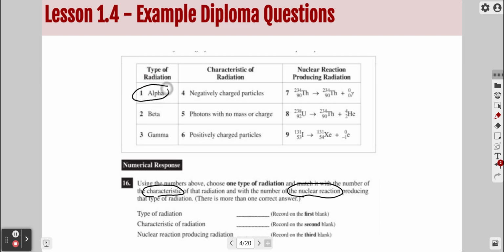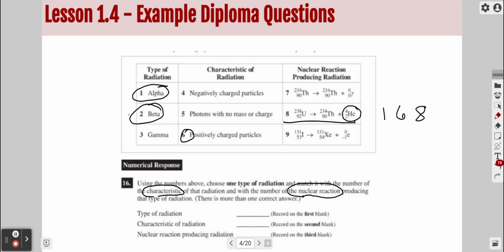For type of radiation, we've got alpha. Remember, alpha particles are helium particles. So there it is. I see helium being produced in number 8. So we've got 1, something, and then 8. Are these negatively charged? I don't know. Photons with no mass or charge? No, these are helium. They have a mass. Positively charged particles? Yeah, they're going to be positive, not negative. So okay, we'll take 6. It's not ideal, but we'll go with it.